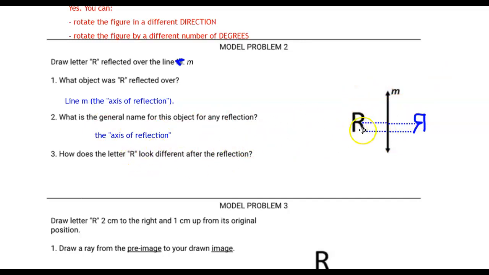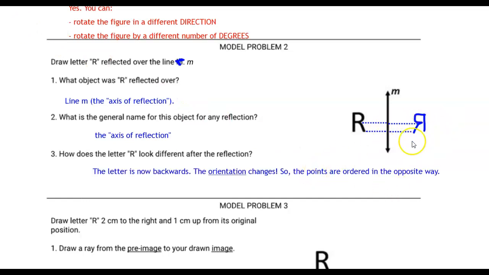How does the letter R look different? Well, you can see that this letter R is oriented in a certain way. Once you flip it around, the orientation changes. And when I say the orientation, I'm talking about the way in which the points are ordered. If I go around the shape from this point around to this point, I'm going from here up, over, and around. That's in a clockwise fashion. From this image, if I went from the same exact point around, I would be going up, over, and around in a different way. That's a different orientation. As I said here, the orientation is just the way in which the points are ordered. They're ordered in the opposite way, clockwise versus counterclockwise.